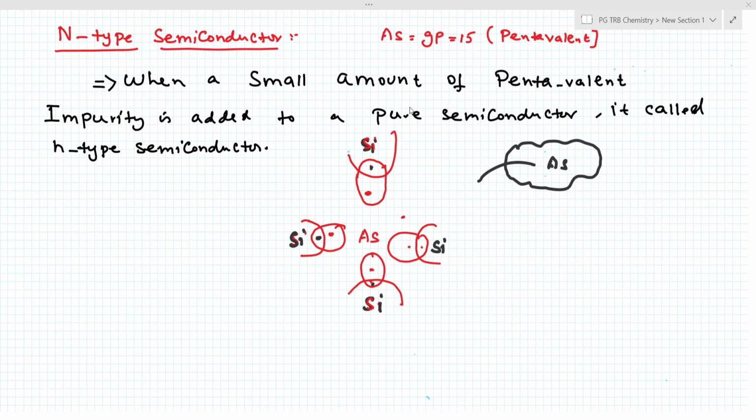What does N mean? Negative. That is called N type semiconductor. You got the point. Very simple. Okay, everyone understand, or listen.